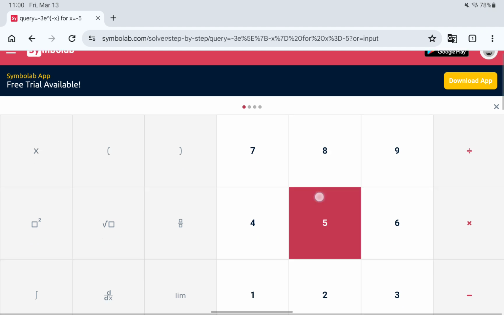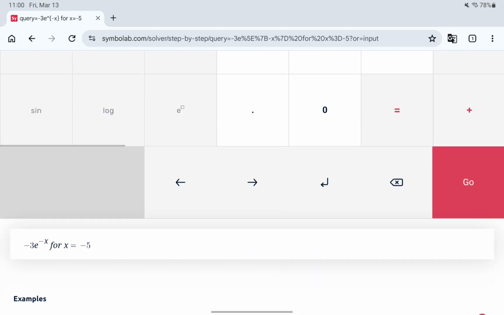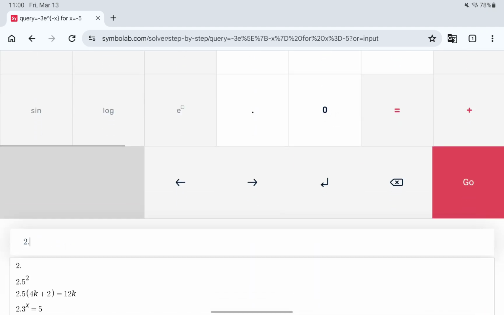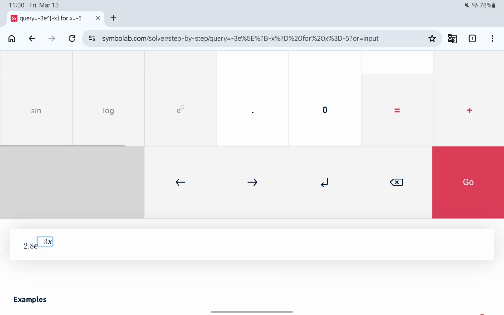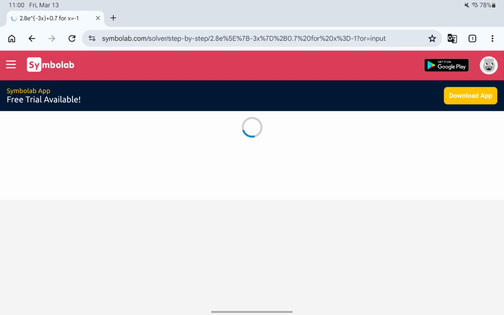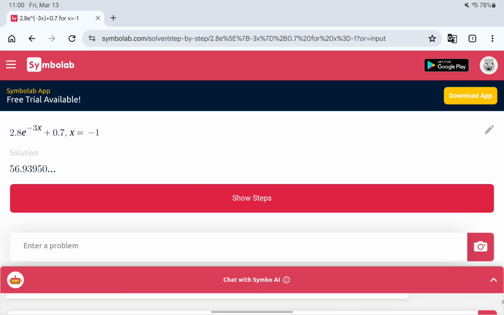Similarly, for example 3, we have a moderately more complicated expression, but we just enter it exactly as it appears. 2.8 times e to the negative 3x power plus 0.7, and we want to evaluate that for x equals negative 1. And we end up, in this case, we're not given that exact value in terms of e, just the decimal answer, 56.9395, continuing on.